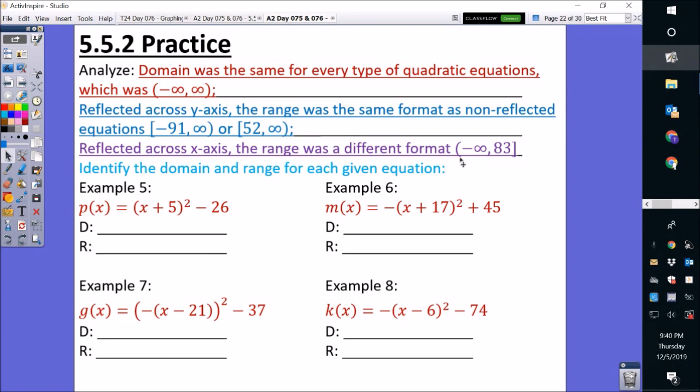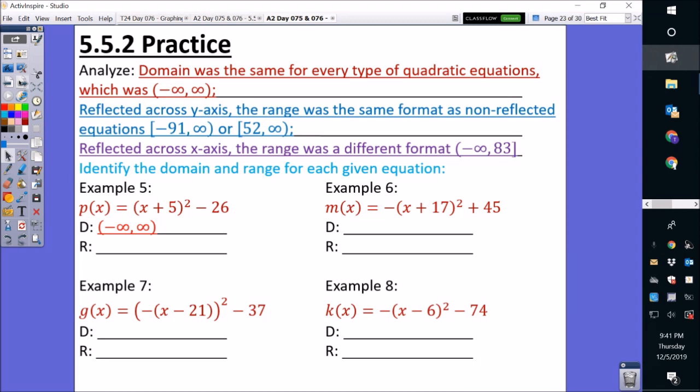Moving on to the equations that you see below, you're just given the equations and asked to identify the domain and range. Now you actually have to do all of this without the assistance of a graph. But like I said before, if you follow the same patterns that we wrote for the analyze, then it's going to be easy to apply them without using the graph. For domain, going back to what I said in the analyze part, domain was the same for every type of quadratic equation, which was this. So for an equation like this, my domain will be from negative infinity to infinity with parentheses, like so.